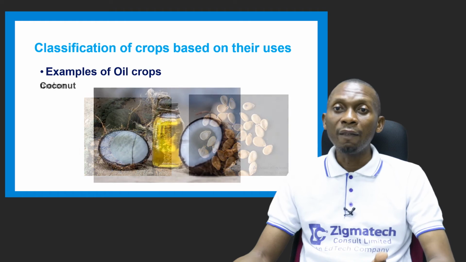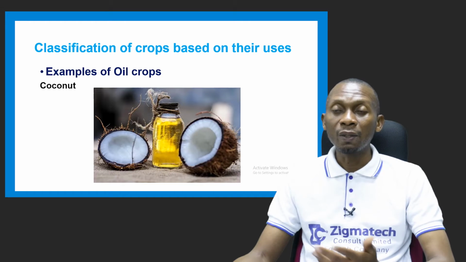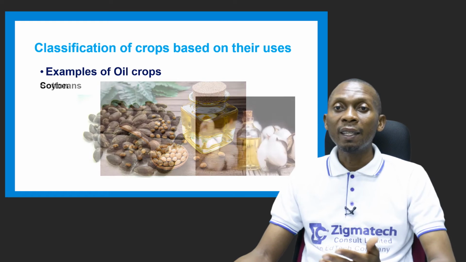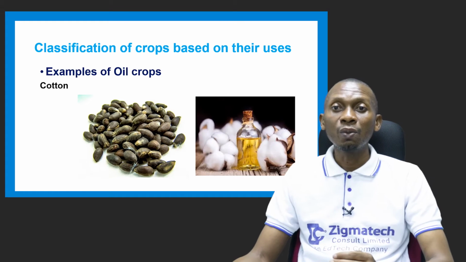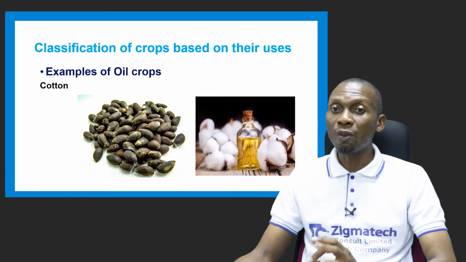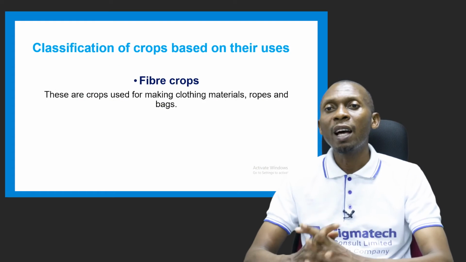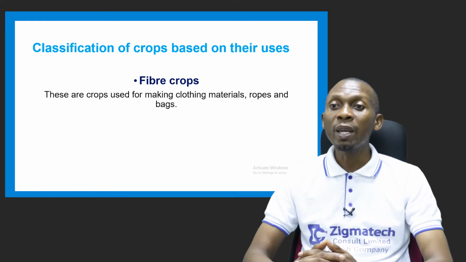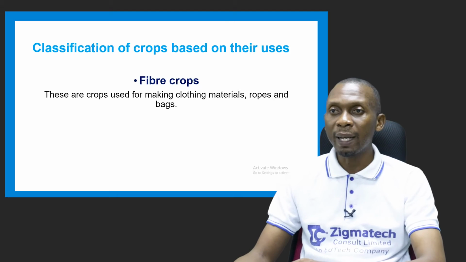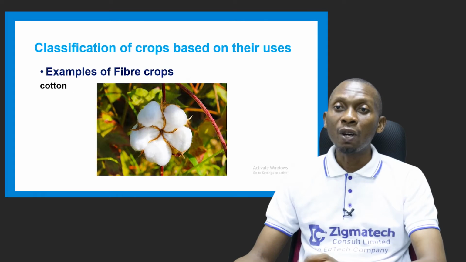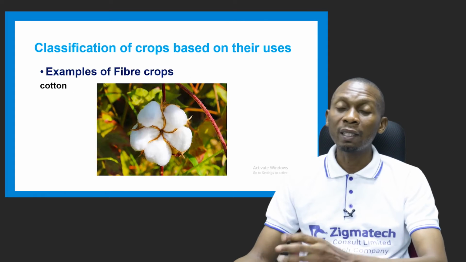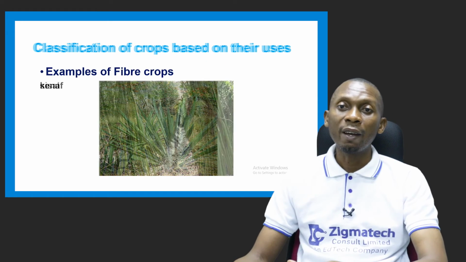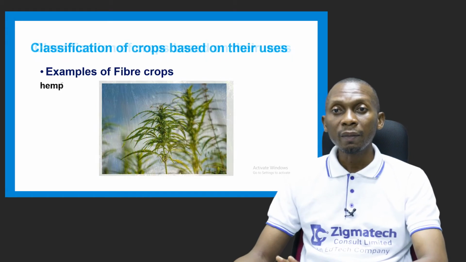Melon, we have coconut, Cocos lucifera. We also have soya bean. These are cotton. So these are examples of oil crops. Now we also have crops that are referred to as fiber crops that are used for making clothing materials, ropes, and bags. We have cotton, which is also a fiber crop. So cotton is an oil crop and also a fiber crop. We have sisal. We have kenaf, hemp.